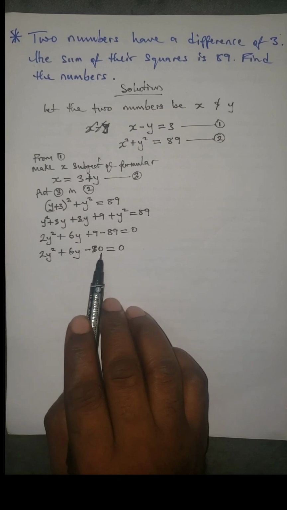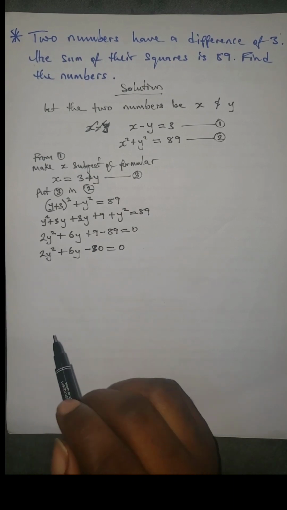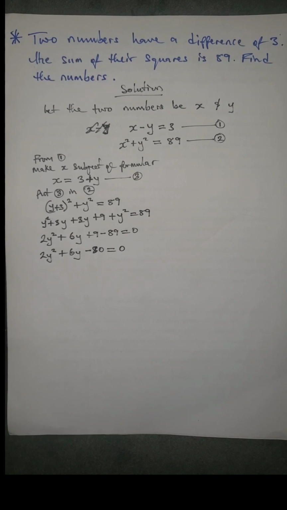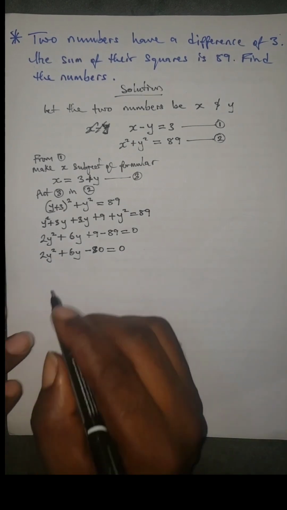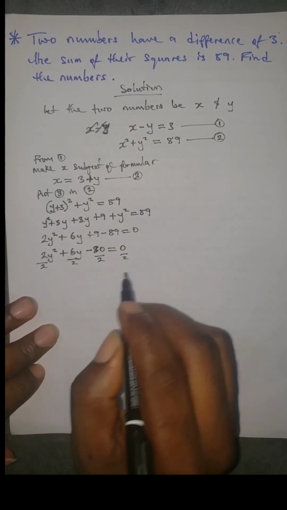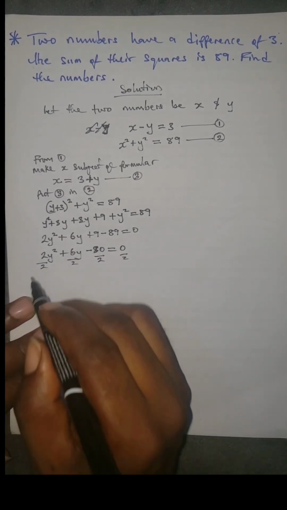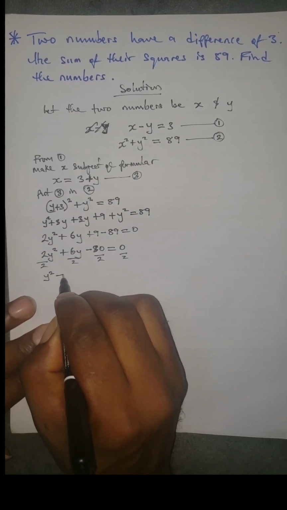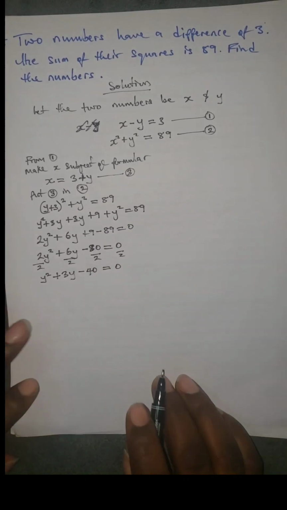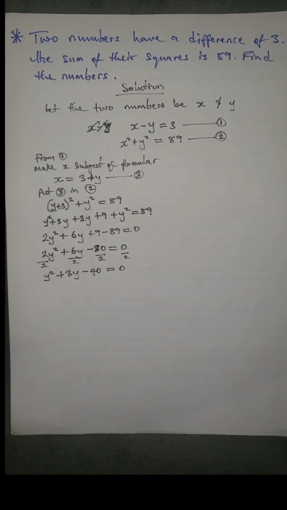I can decide to divide all through by 2 to reduce the coefficients, or I can also decide to solve it this way. So let me try and use a factorization method for this particular problem. Before I do that, I'm going to divide all through by 2. Dividing all through by 2 is just to reduce the coefficients because they are all divisible by 2. So I'll have y squared plus 3y minus 40 equal to 0.